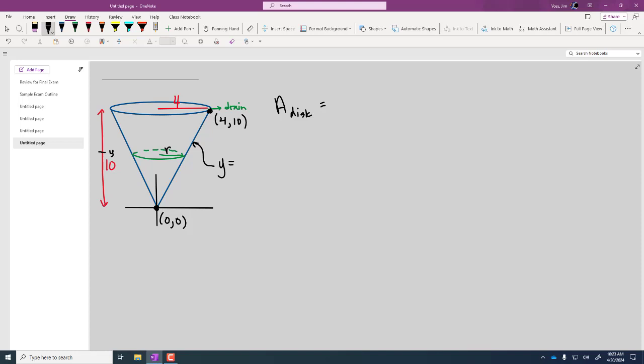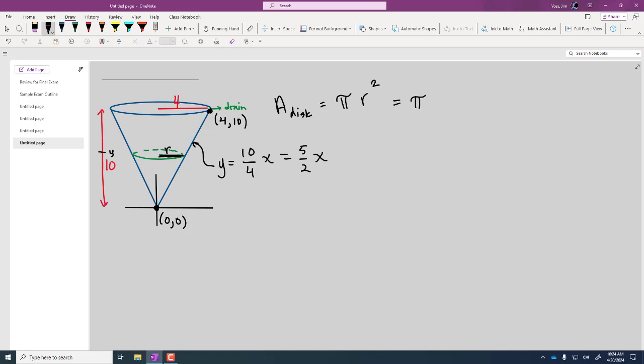Slope is rise over run. So the rise is 10, the run is 4, times x. If we simplify that, we get 2/5 x. So that's the equation of the right edge of the cone. But we are looking for a horizontal distance right there. We know that the area of the disk generically is pi times the radius squared, but we need to find a horizontal distance here.